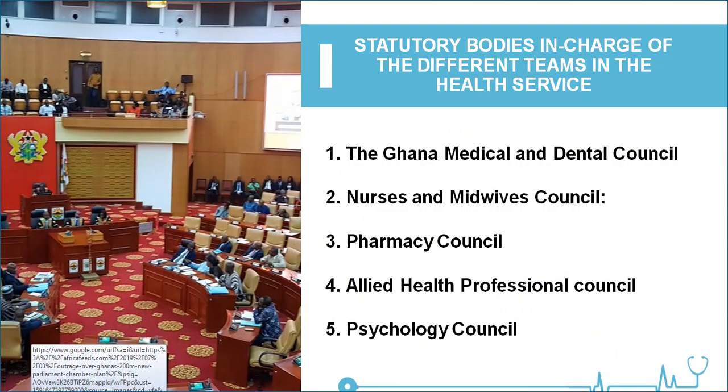Let's look at the statutory bodies that we have. Basically, the healthcare teams are managed by these statutory bodies. The Ghana Medical and Dental Council handles medical doctors and dentists. The Nurses and Midwifery Council handles nurses and midwives. The Pharmacy Council handles pharmacy healthcare teams. Then we have the Allied Health Professions Council that handles the auxiliary, and the Psychological Council handles our psychologists and counselors. They are all under the psychological healthcare team.